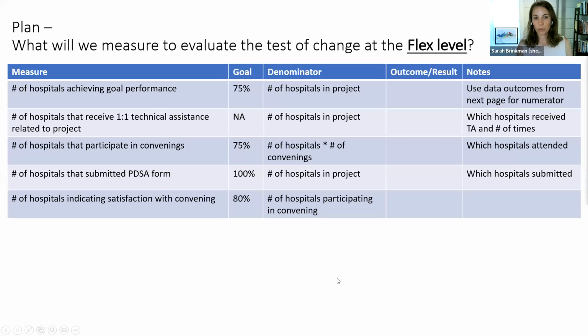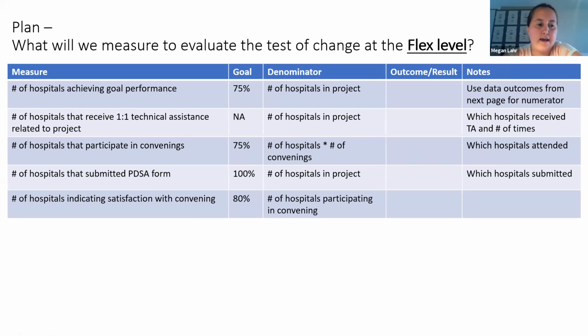When we get to what will we measure to evaluate the test of change, now we're going to look back at the plan and say, okay, what aspects of our plan can we measure? So there are a few things that we want to make sure we're measuring. And I'm going to ask Megan to jump in here and speak to what FMT is going to be looking for and how those first few lines are essential components of your measurement plan.